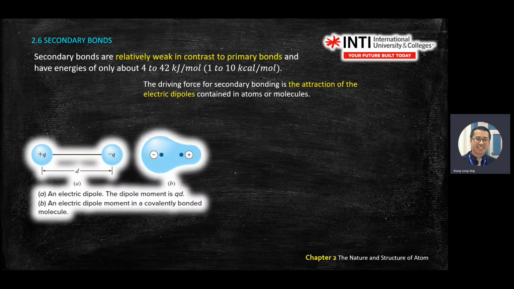Then secondary bond. We have primary bonds and secondary bonds. Secondary bonds are weak compared to primary bonds. What are examples of secondary bonds? Normally you will see something like this one, the dipole. We call it a dipole. You learn about this in physics.